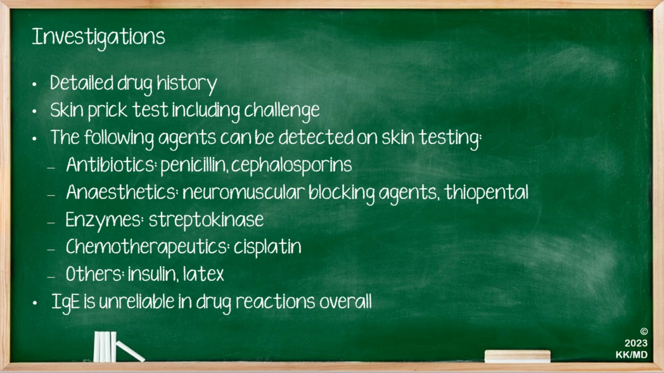The following agents can be detected on skin prick testing, and these include antibiotics such as penicillins and cephalosporins, anesthetic agents such as neuromuscular blocking agents and thiopental, enzymes such as streptokinase, chemotherapeutics such as cisplatin, as well as others such as insulin and latex. It's important to note that the IgE level is unreliable in drug reactions overall.